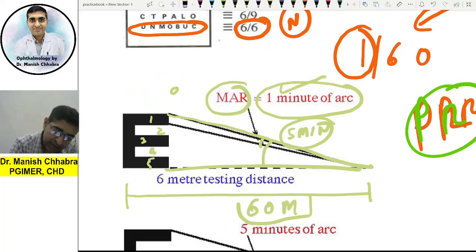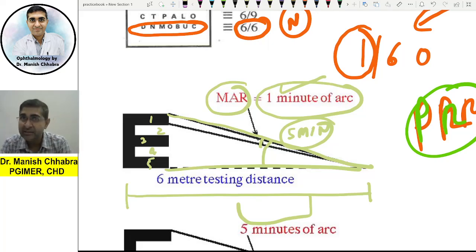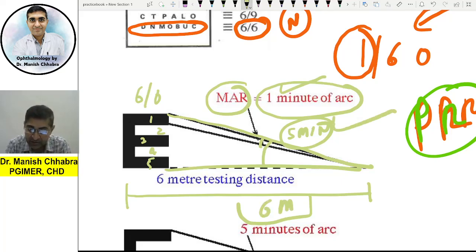Let's take another example. Suppose this E is at the bottommost line on the Snellen chart. If it is 6 by 6, this entire letter will project an angle of 5 minutes at a distance of 6 meters. Have you understood? Because each segment makes an angle of 1 minute with respect to its placement on the Snellen chart. Let it be 6 by 36. 6 by 36 means this letter will project an angle of 5 minutes if seen from a distance of 36 meters.